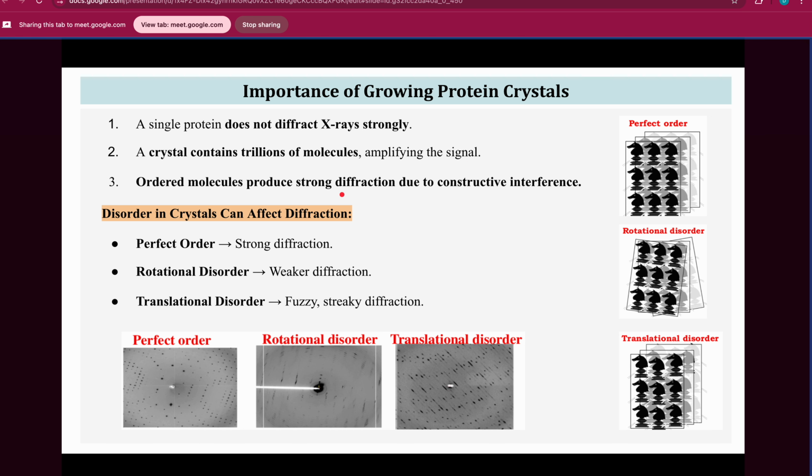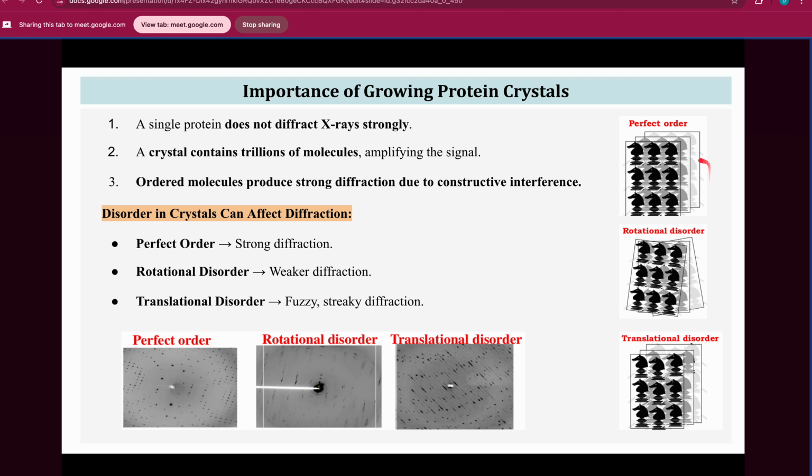And ordered molecules produce strong diffraction due to constructive interference. This constructive interference will only be achieved if we have ordered molecules and multiple molecules, not just a single molecule. So this is one of the reasons why we need crystals for X-ray crystallography and why we are not directly working with the protein. Now, disorder in the crystals can affect diffraction. So, we need crystals, and along with this, we need ordered crystals.